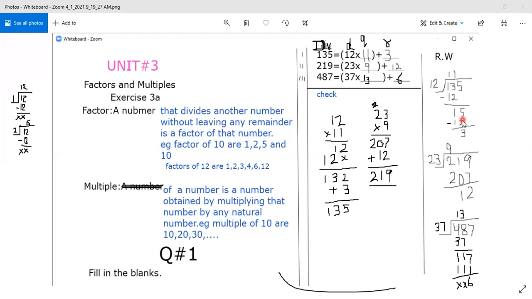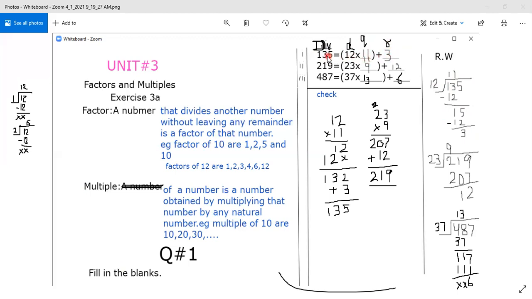Now in this question, 11 is the quotient, 3 is the remainder, 135 is the dividend and 12 is the divisor. This is the first blank. First blank is for the quotient and the second blank is for the remainder. Look, this is the first blank, this is the second blank. In the first blank, you will place your quotient and in the second blank, you will place your remainder.